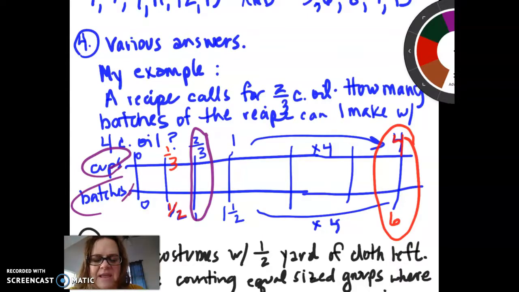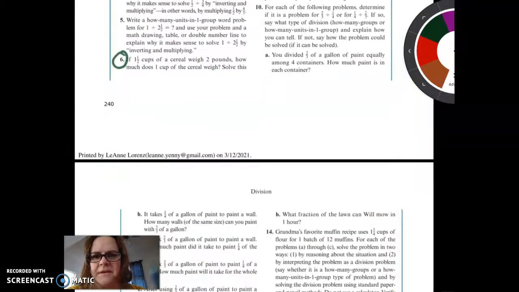And then I can just keep moving on my double number line. So then my next interval would be 1 cup of oil. Then I can make 3 halves batches, or 1.5 batches. And now I can simply multiply by 4 to get my 4 cups. 1 times 4 is 4 and 1.5 times 4 is 6. All right, number 7.